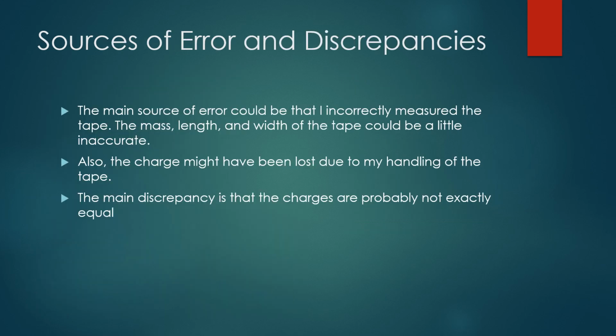Here are possible sources of error. I could have made mistakes when I measured the tape, specifically when I measured its width and length. Additionally, the charge might have been lost when I handled the tape. More than electrons could have been transferred, which could have impacted my results. And the main discrepancy is that the charges are probably not exactly equal between the two pieces of tape, between tape A and tape B.